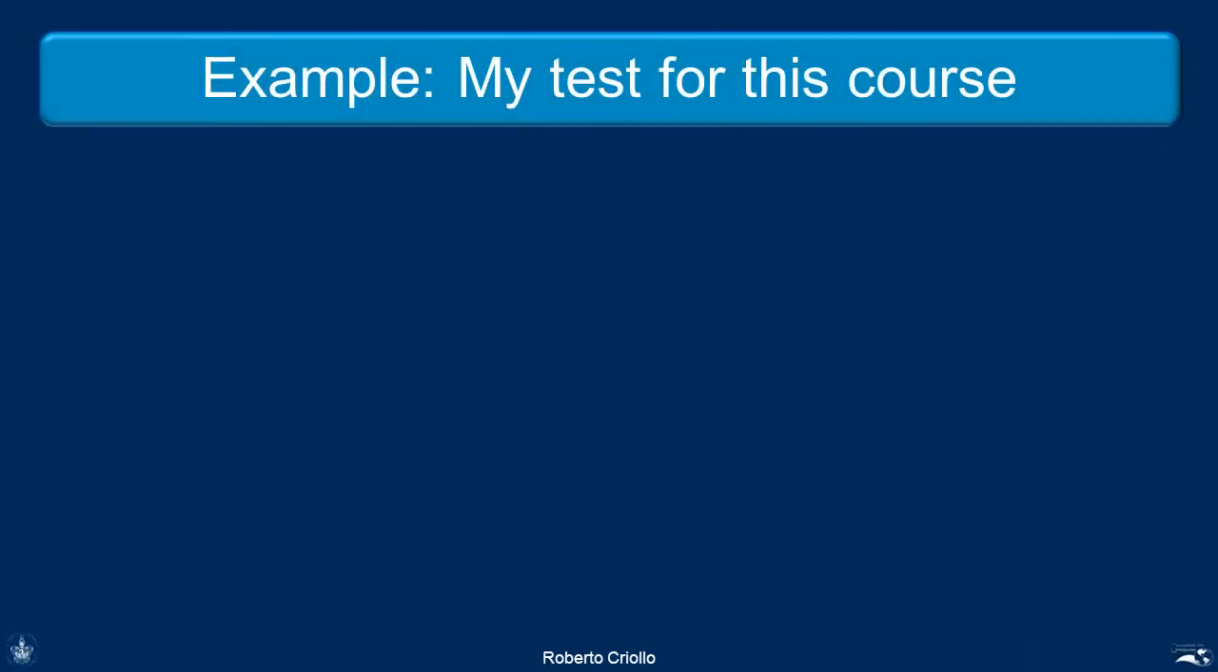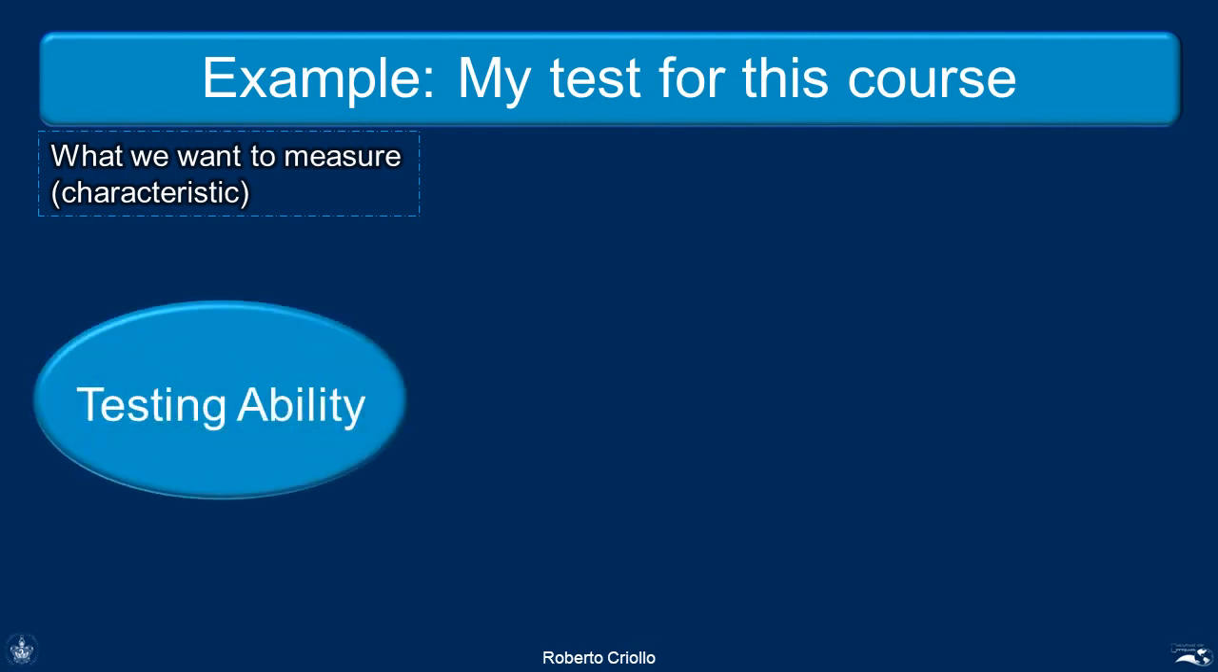Let me illustrate this with a little example. What if I wanted to design a test for this course that I'm teaching you? Well, the first thing that I will do is I will ask myself the following question. What is the thing that I want to measure? In other words, what is the characteristic that I want to assess? And of course, the answer will be testing ability. I want you to be able to design, to administer, and to analyze and interpret the results of language tests, because this is something that you will use in your professional life.